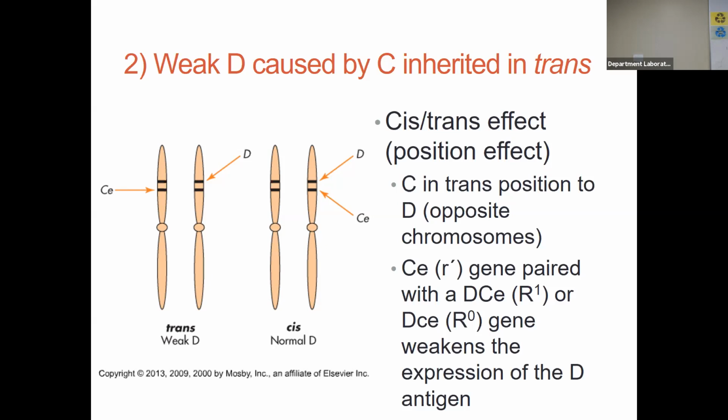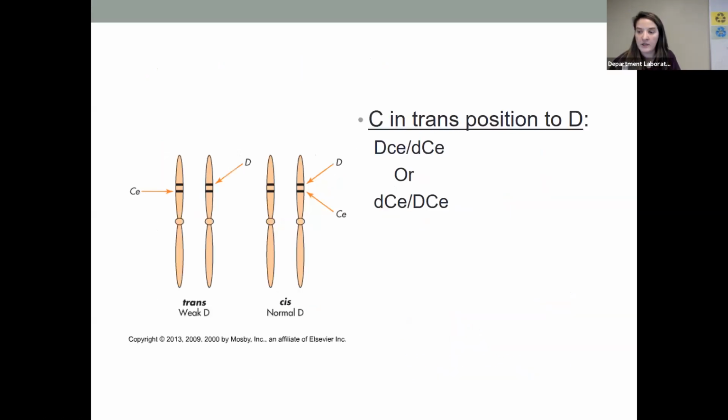Now, in the cis location, when D is inherited with big C, D is very strong, all right? So if your patient has big D inherited in the translocation from big C, this patient might be what we call weak D, all right? So here's an example of what that looks like. If you have one allele with D antigen expressed with little c, and then big C is on the opposite allele, that would cause a weak D reaction.